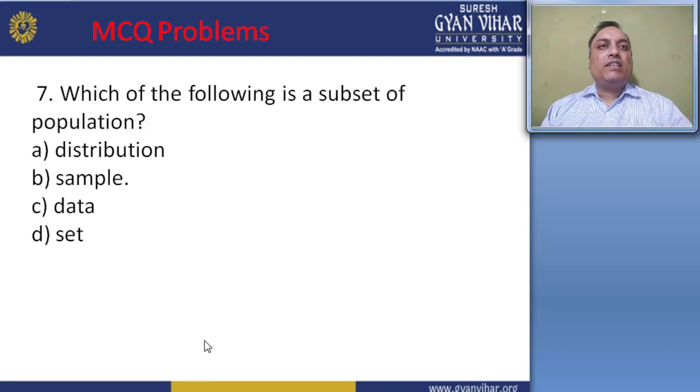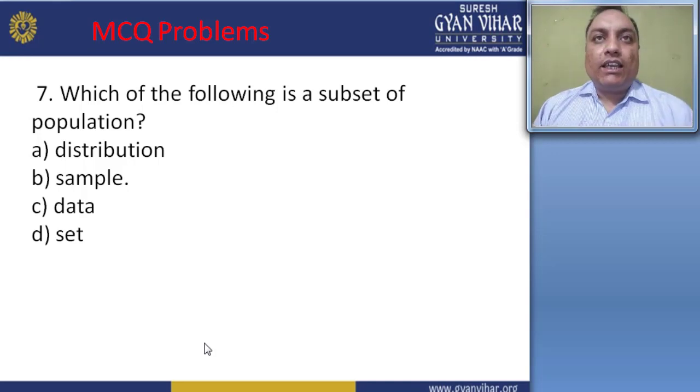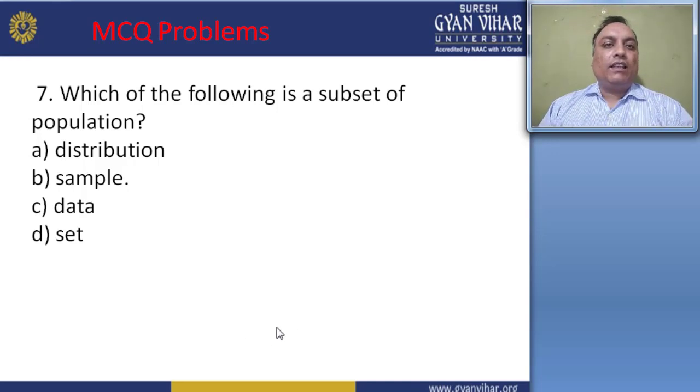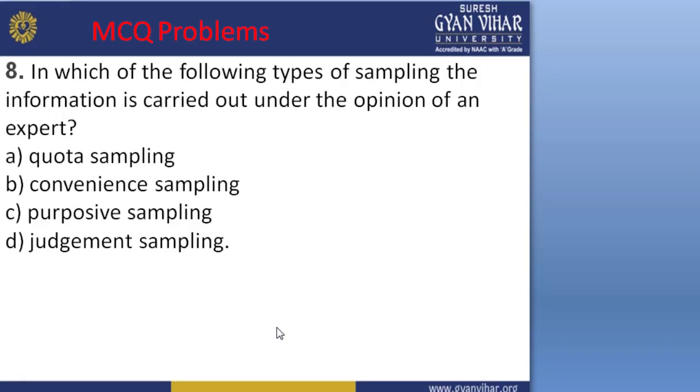For question number 7, which of the following is a subset of population? Option A is distribution, B is sample, C is data, and D is set. So the correct answer is sample. Sample is the correct answer for this question. And then move to the next question.